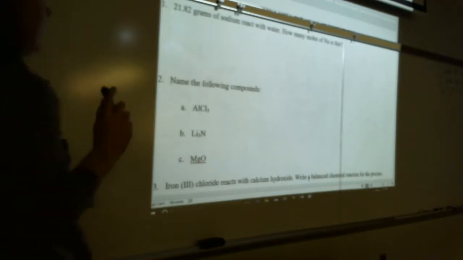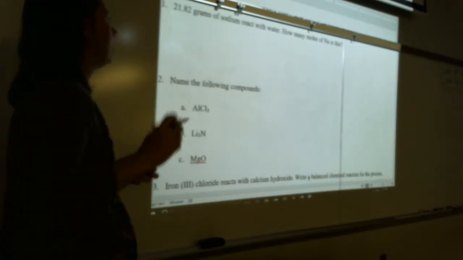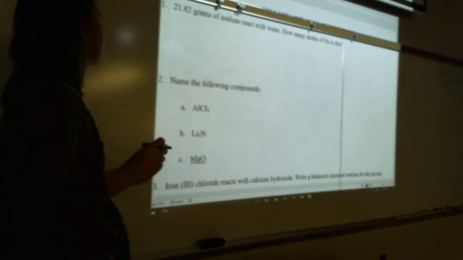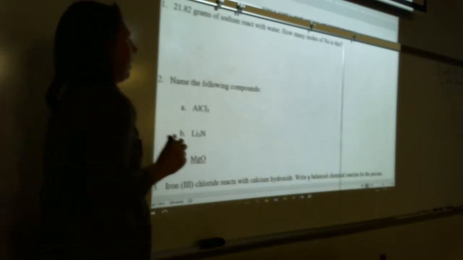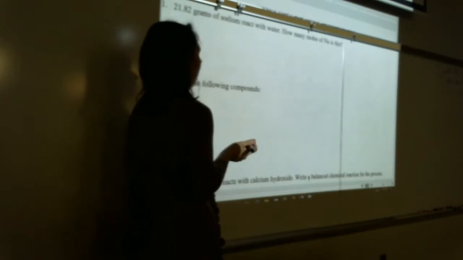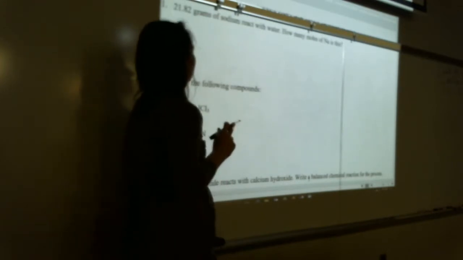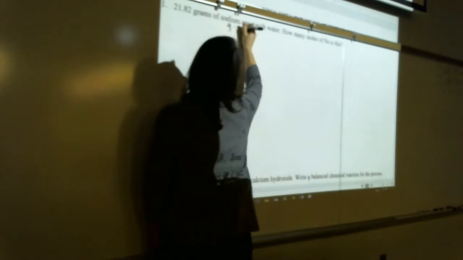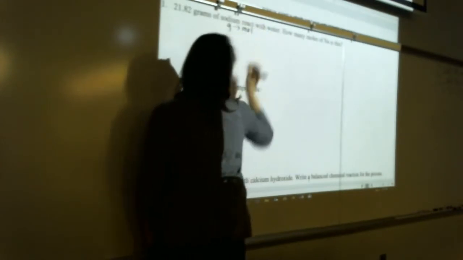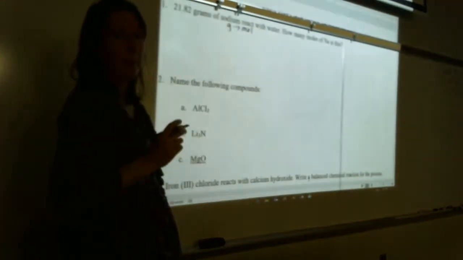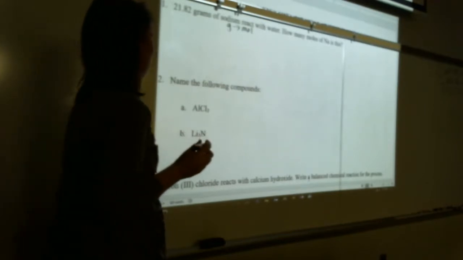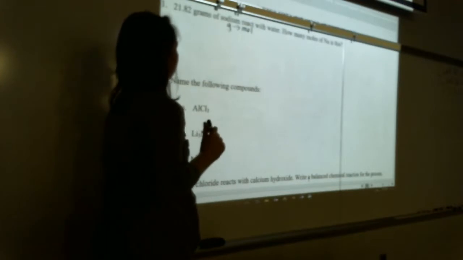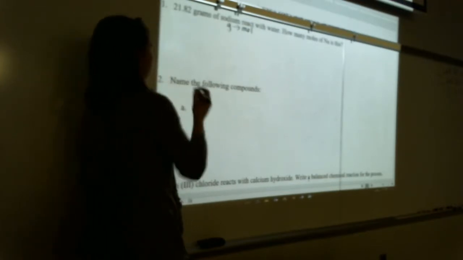All right, so let's go through some problems today for day 2 of the packet. 21.82 grams of sodium reacted with water. How many moles is this? All right, when we're doing this conversion of grams to moles, do we use Avogadro's number? What do we use? You use molar mass, right? So where is that from? From the periodic table.